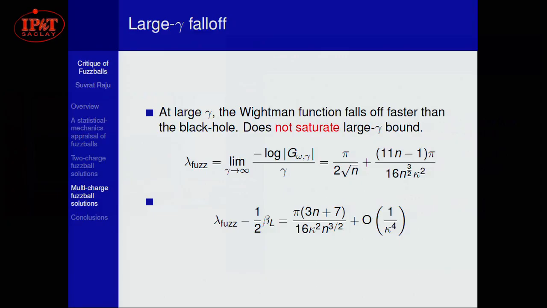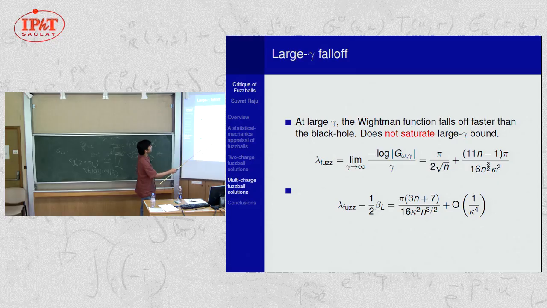Okay, so here's the large gamma calculation. Most of you have probably forgotten, but at some point I said that the Weitman function has to satisfy a bound. It has to fall off at least as fast as e to the minus beta gamma by 2. In these fuzzball solutions, you can calculate what the fall off is, and the fall off is too fast. In fact, the fall off is too fast again by this factor of kappa that we were discussing. So at least for these solutions which have JR not 0, this fall off is too fast compared to the black hole.